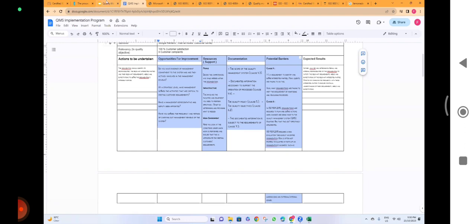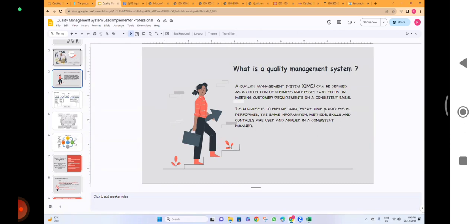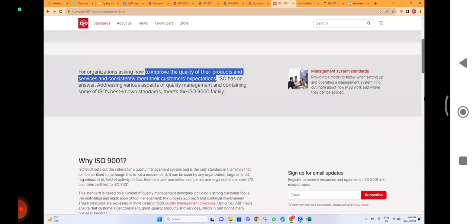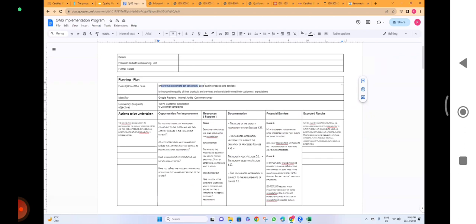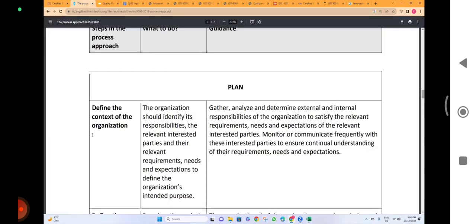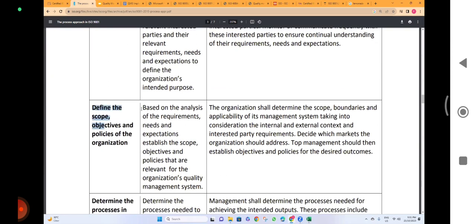Why are you doing that? Because you want to make sure that every time you are providing a product or a service, you use the same information, same method, same skills and controls, so that even if you serve 1 million customers, they are going to have 1 million same results. Which is why we said here in the need for identification that we need to ensure that the customers get consistent, good quality products and services. So this is step number one. And then you come over here, we go to step number 2. Here you are supposed to define objectives and the policies for the organization. So this is the action you have to complete, no problem.